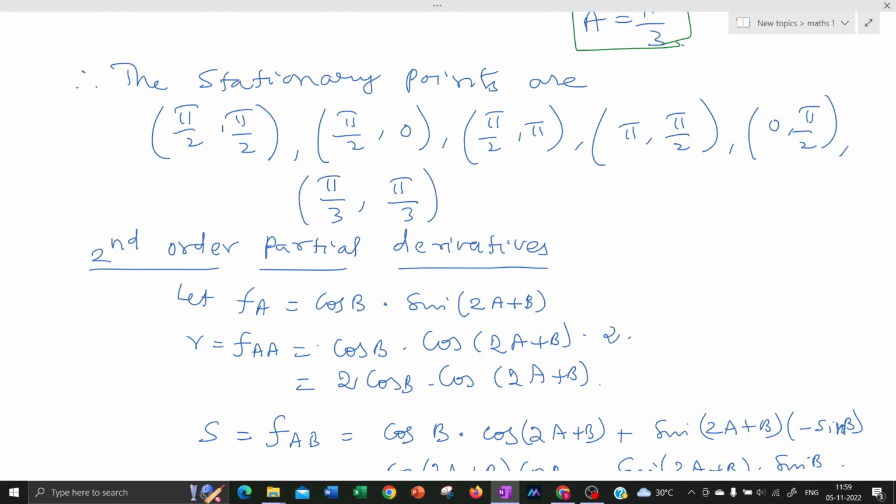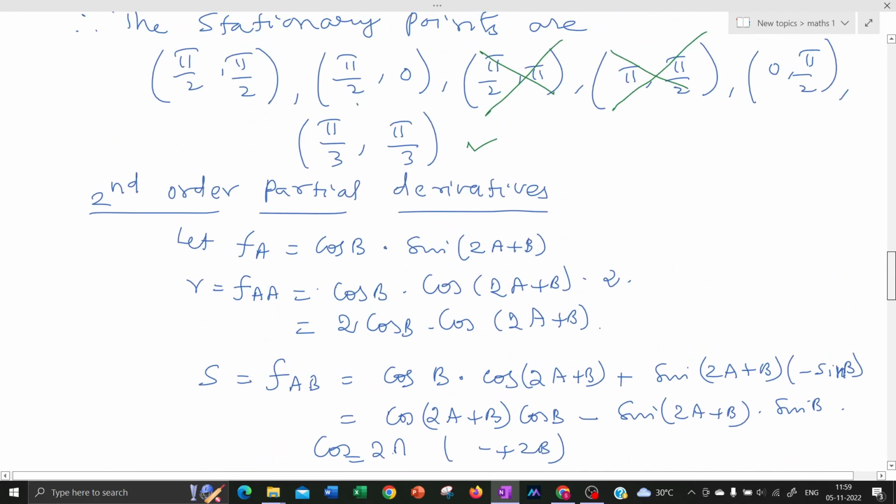In case a is pi by 2, b is 0, then that will not come, because in case a is pi, then what about b and c? If a is pi, and b is also pi, then what about a and b? So this is not possible. You can leave it. The other things we can take. Only one value is valid here, because we can see the second order derivative.